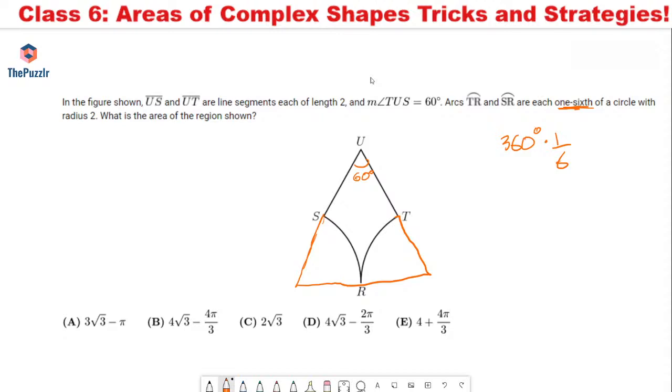Now what? We do this and we get 60 degrees. And this is important, right? If we have 1/2 of a circle, that's 1/2 times 360 degrees. We have 1/5 of a circle, that's 1/5 times 360 degrees. Okay, what do we have? We have 1/6 of a circle, that's 60 degrees. This is 60 degrees, this is 60 degrees.